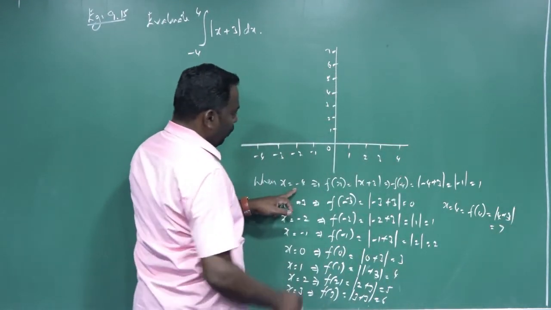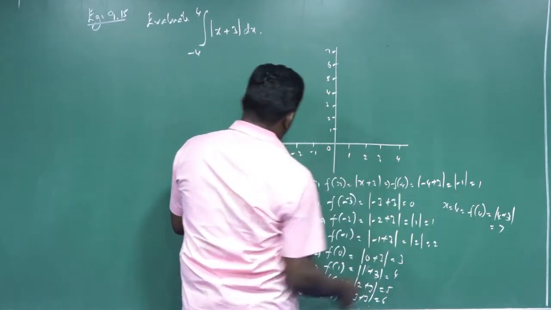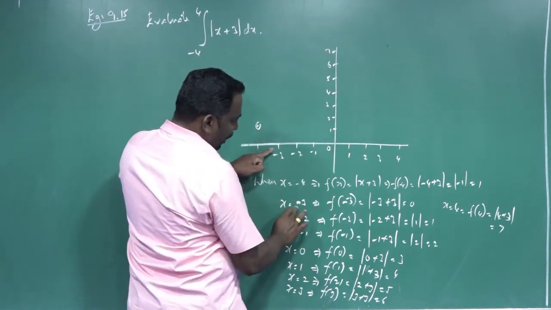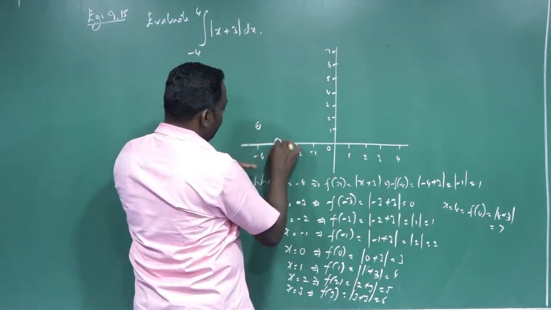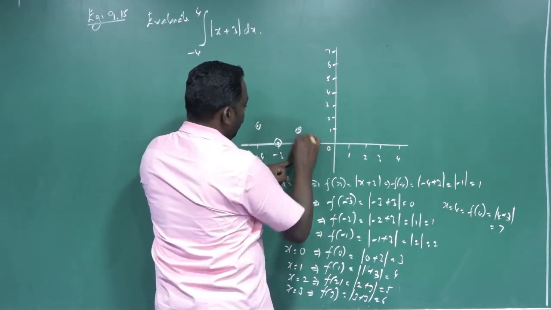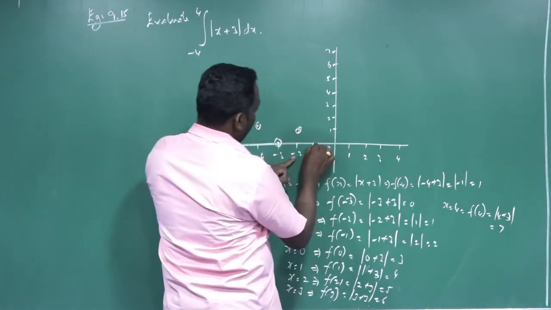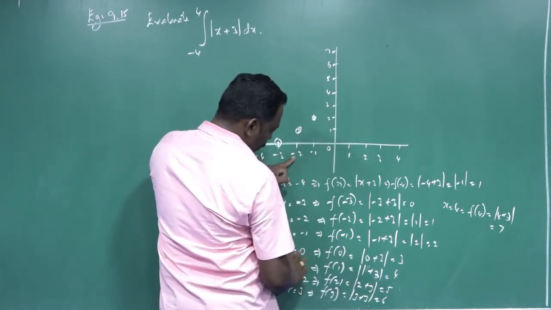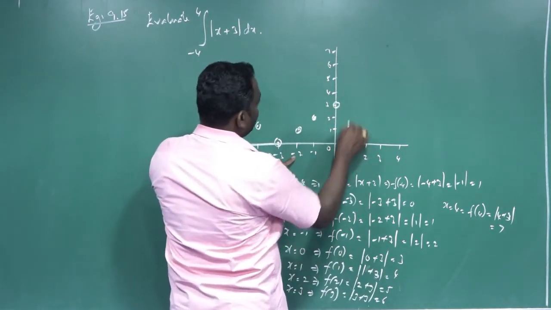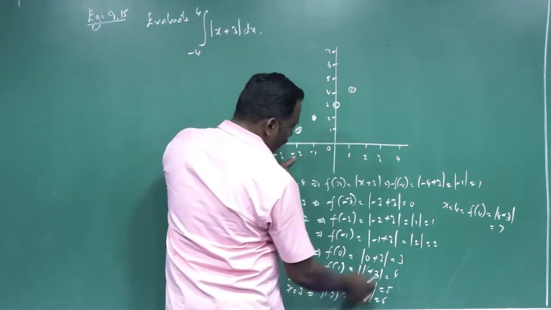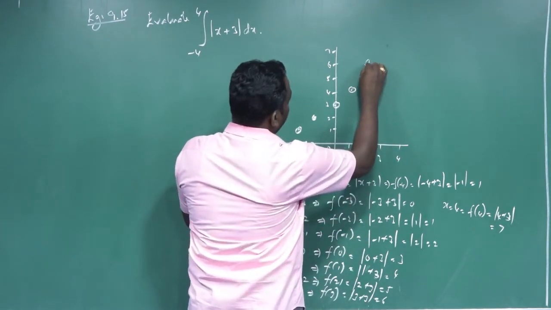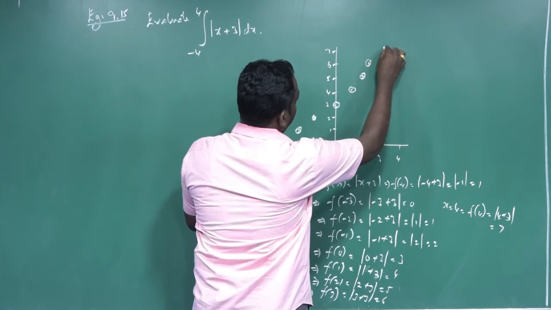Therefore, for minus 4 the corresponding function value is plus 1: minus 4, plus 1. Then minus 3 comma 0. Then minus 2 comma plus 1. Then minus 1 comma plus 2, then 0 comma 3, 1 comma 4, 2 comma 5, then 3 comma 6, and 4 comma 7.